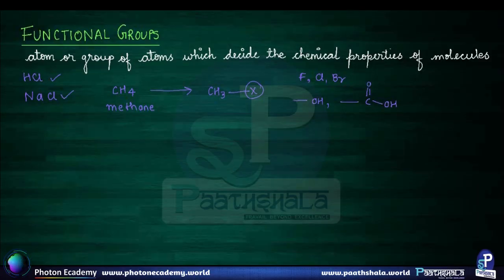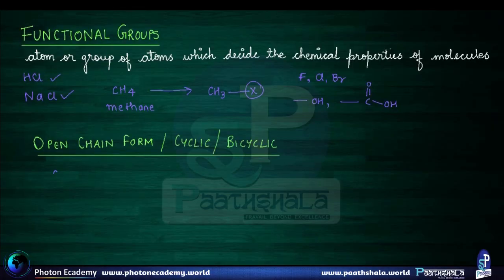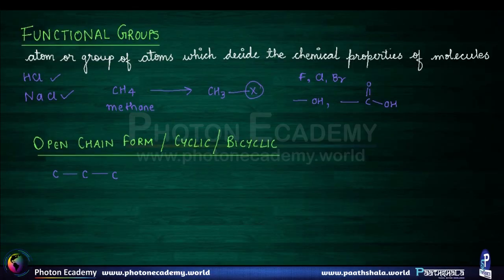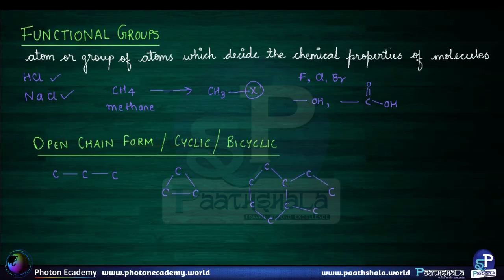The fourth very important property of organic molecules is that they exist in various different forms such as open chain form, cyclic form and bicyclic form. This is the representation of open chain form. This is the representation of cyclic form. This is the representation of bicyclic form.